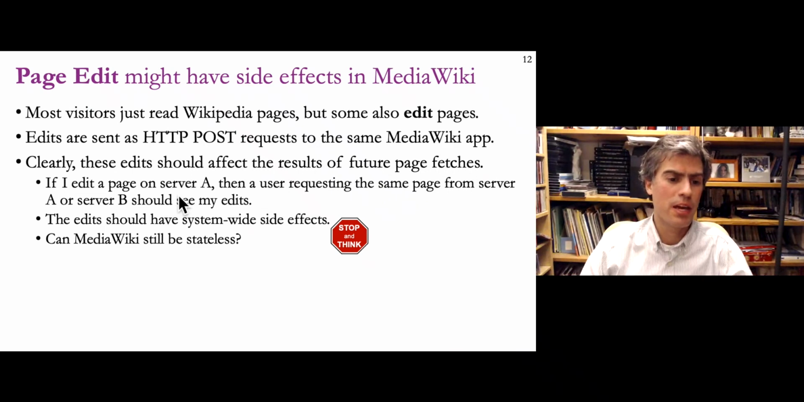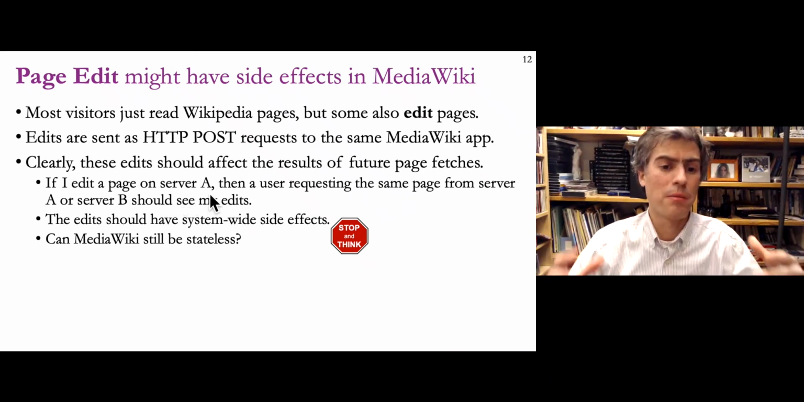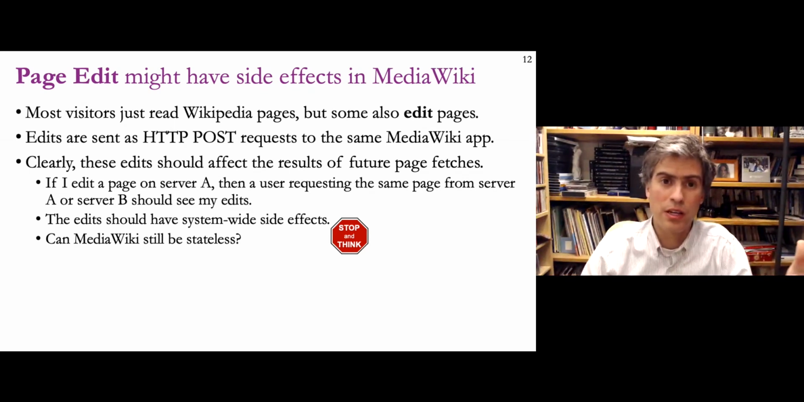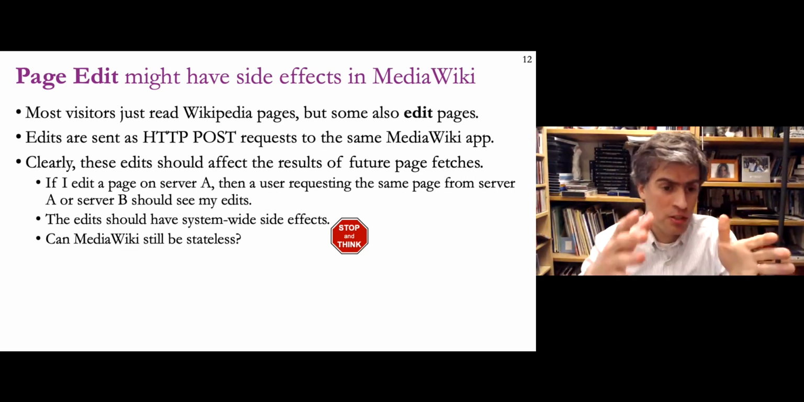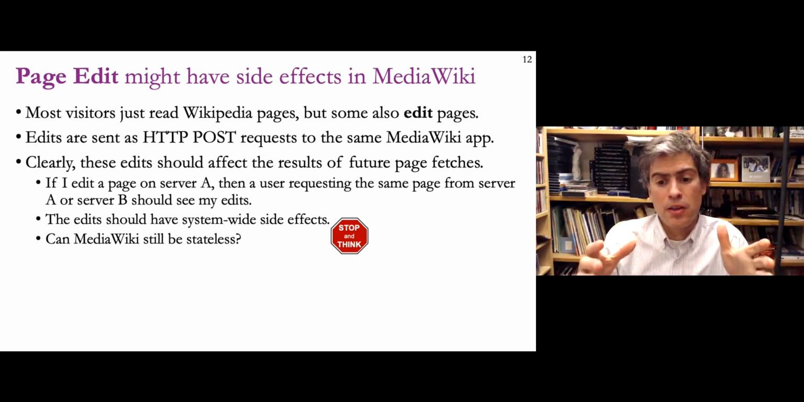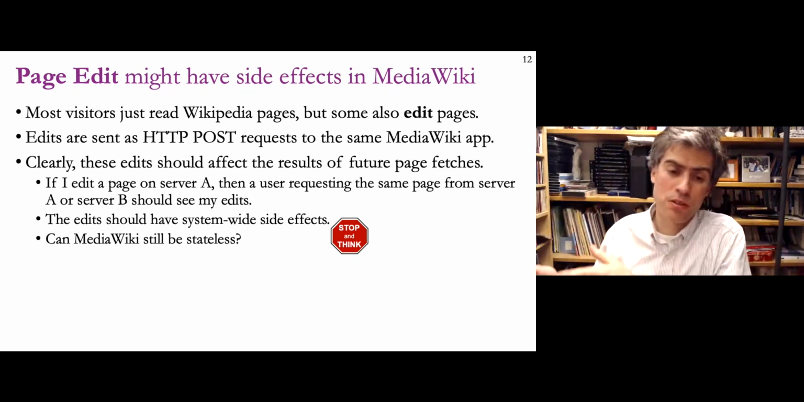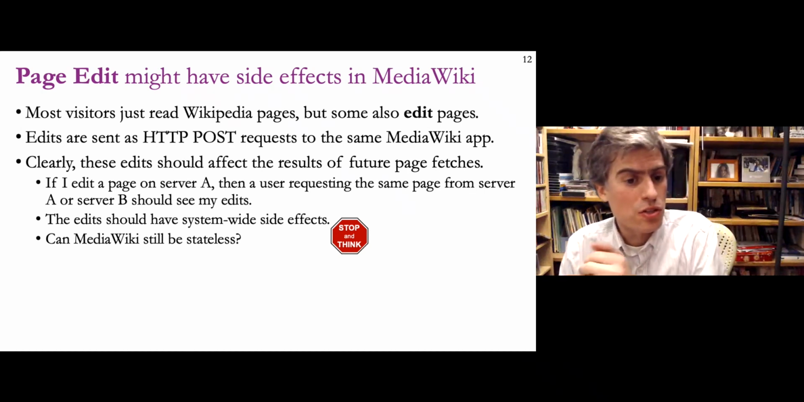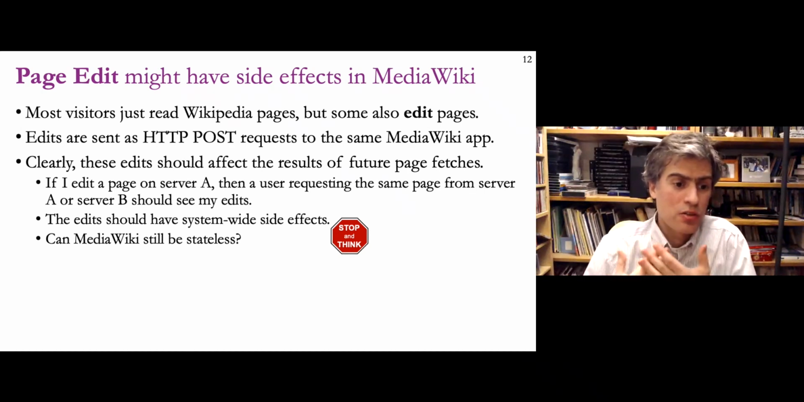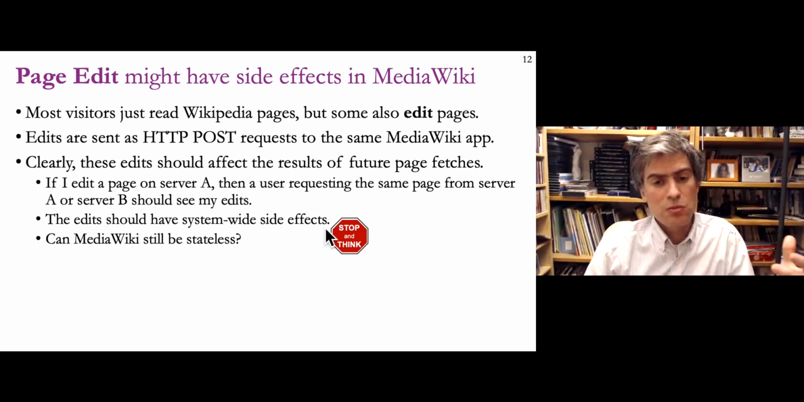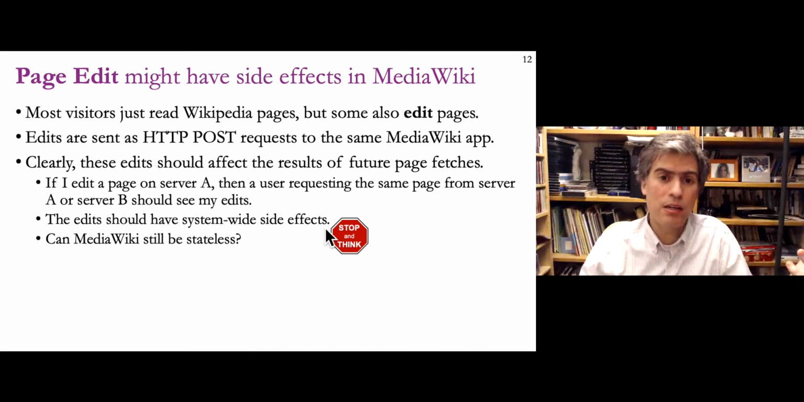So if I edit a page on a certain server, remember Wikipedia is a huge service that has many clones of the application running in parallel, so it can handle millions and millions of users. If I'm on one server and I make an edit, then another user that comes in and visits the same page, whether it's on that same server or on a different server, should see the edits that I made. Okay, that's the challenge we're trying to solve here. So clearly, the edits I'm making should have system-wide effect. There should be some state that is modified. The text of the article has to be modified.